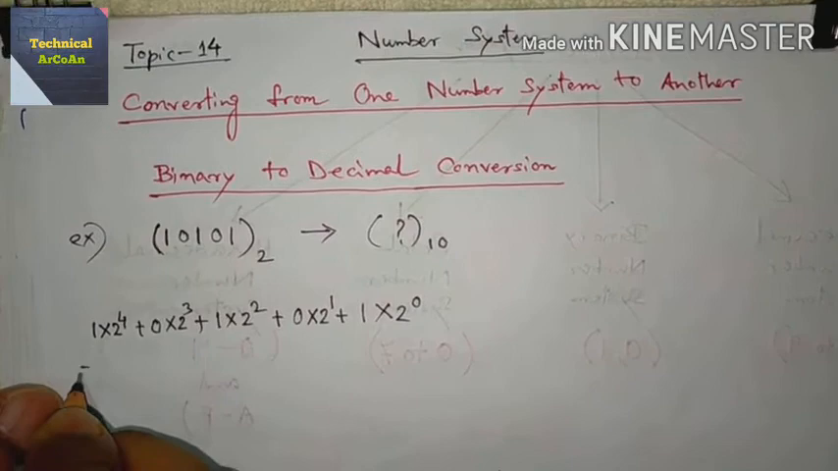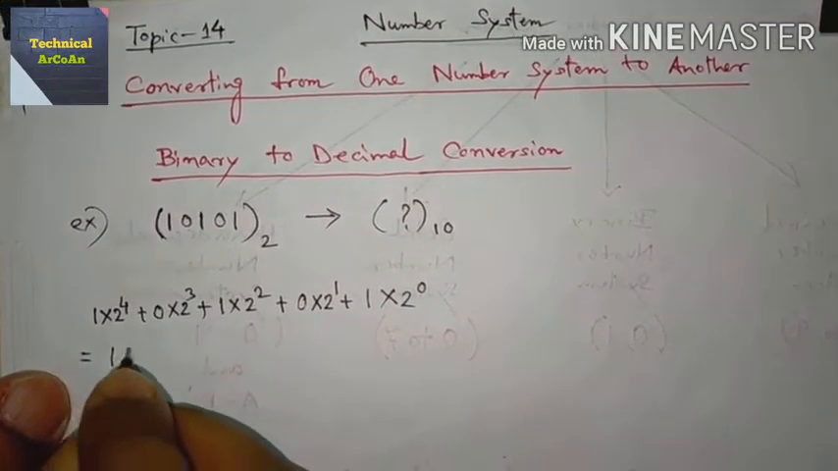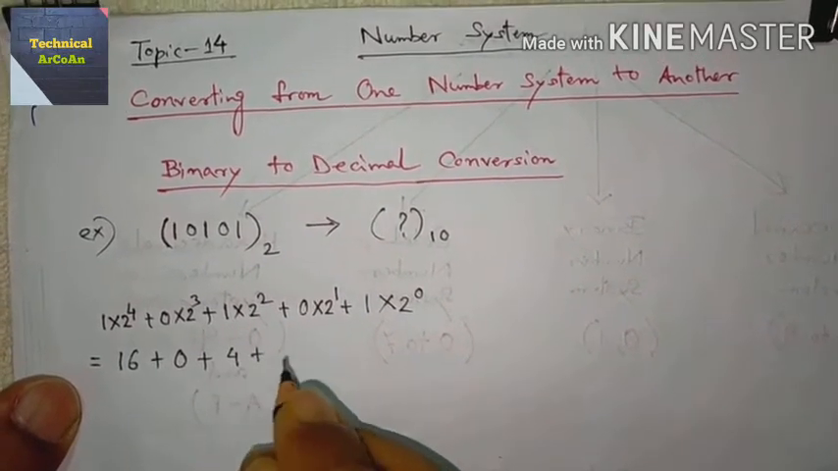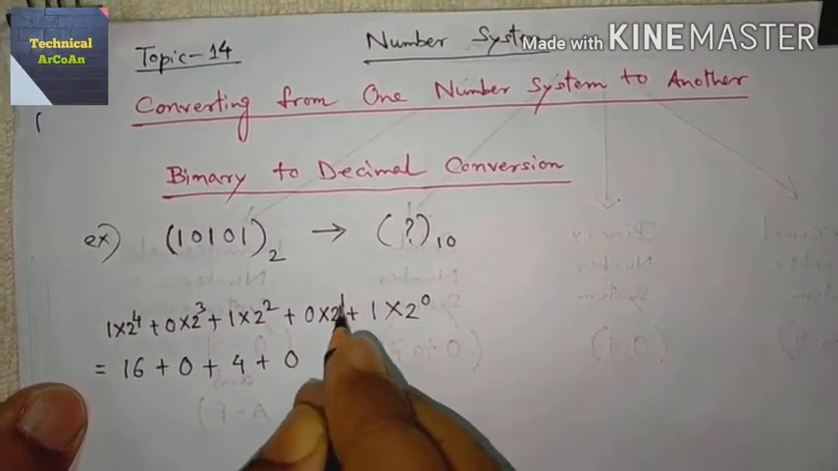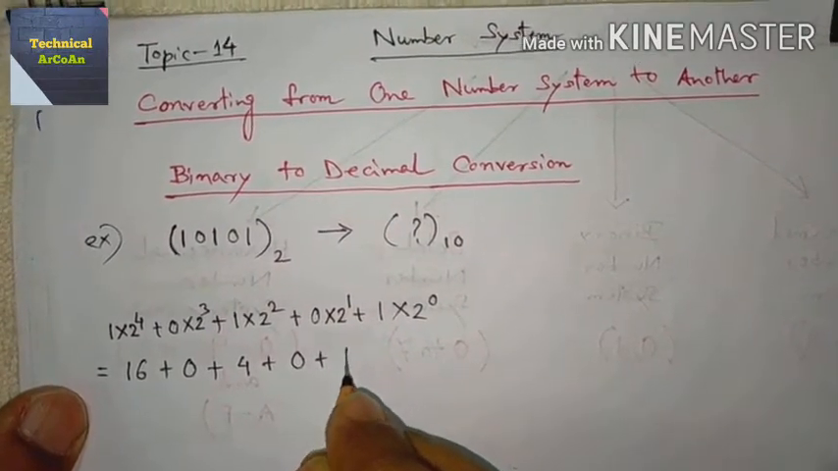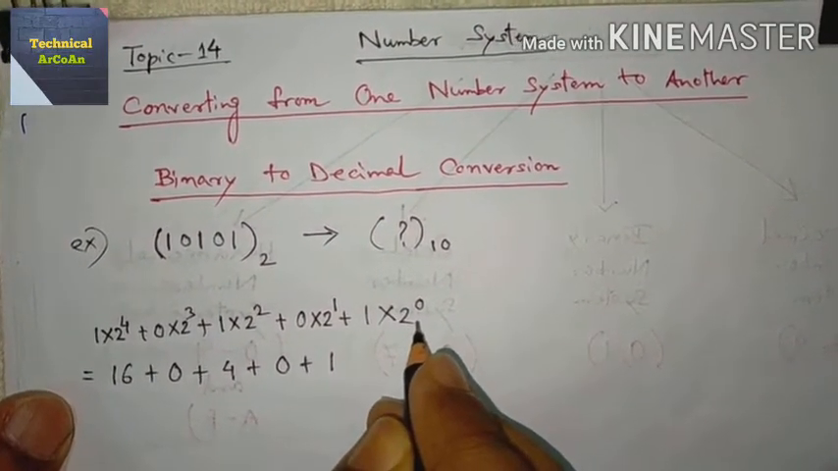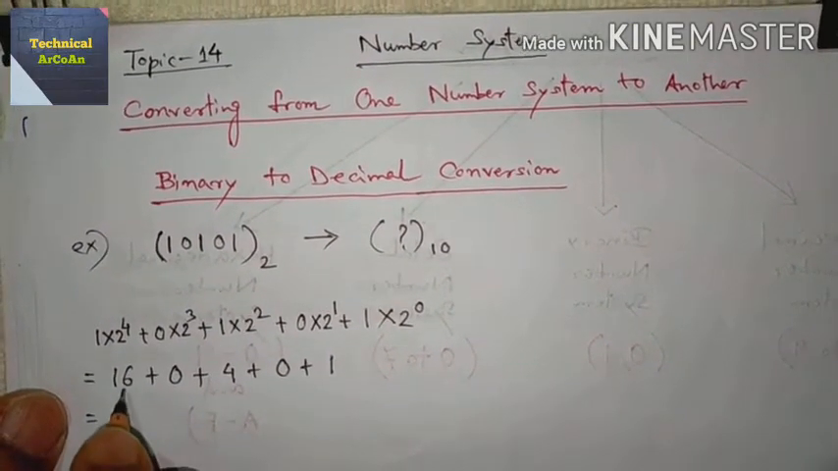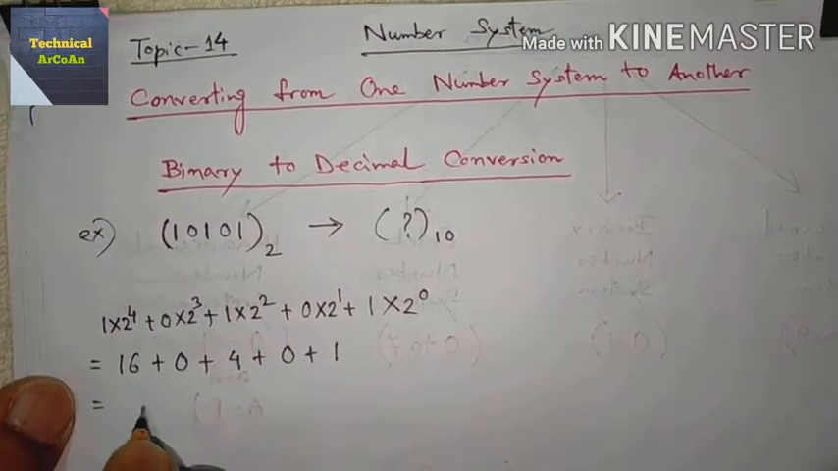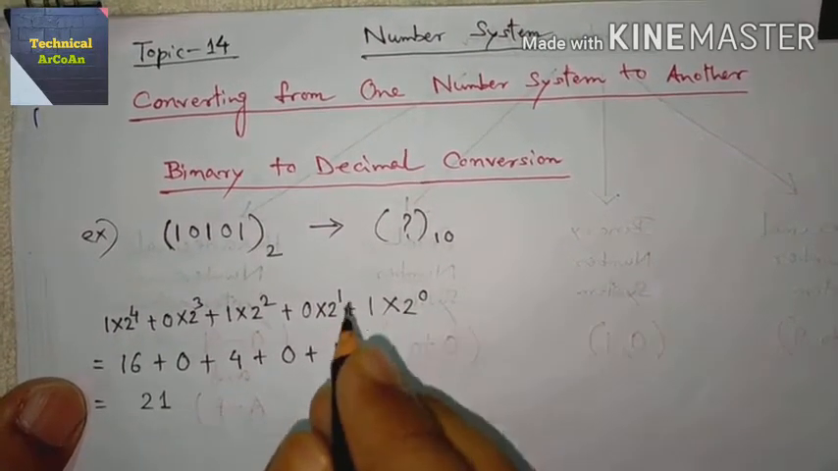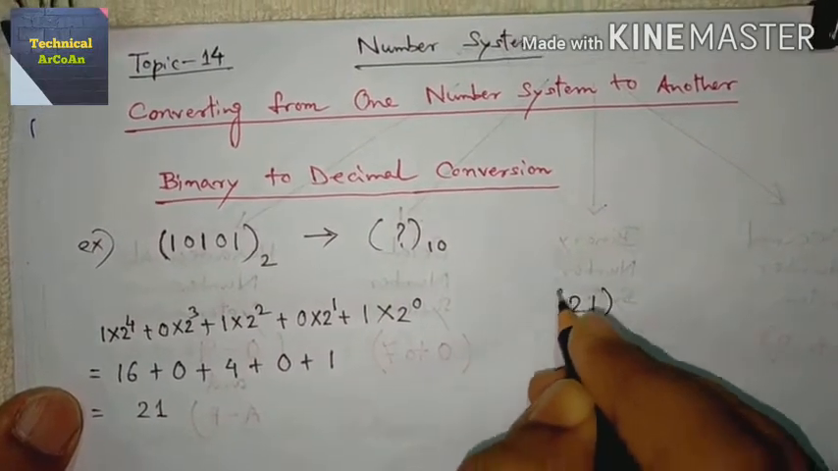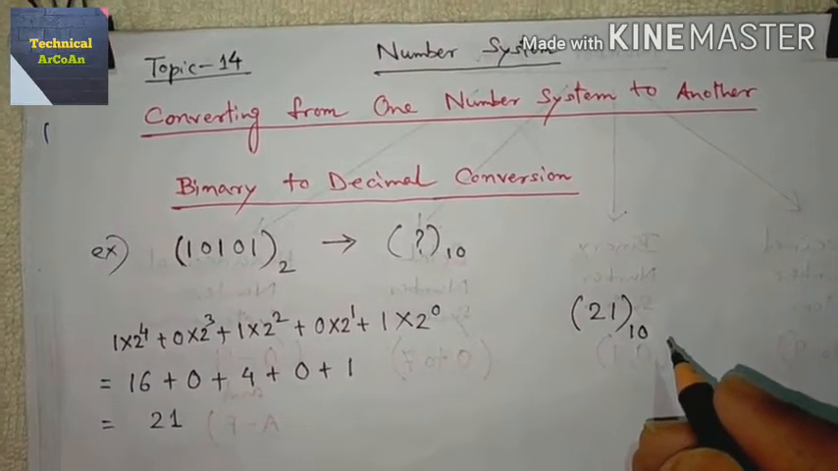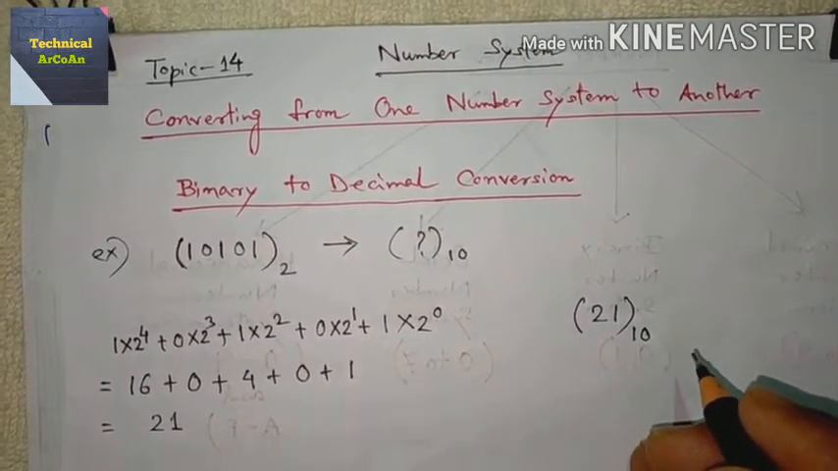So what is the result? First, 2 to the power 4 means 16, next it will be 0, next also 0 because 0 into 2 to the power 1 is 0, and next it will be 1 because 2 to the power 0 is 1. Now if we add 16, 4 and 1, the result is 21. Clear? So the result of that conversion is 21, and we should write the base 10.